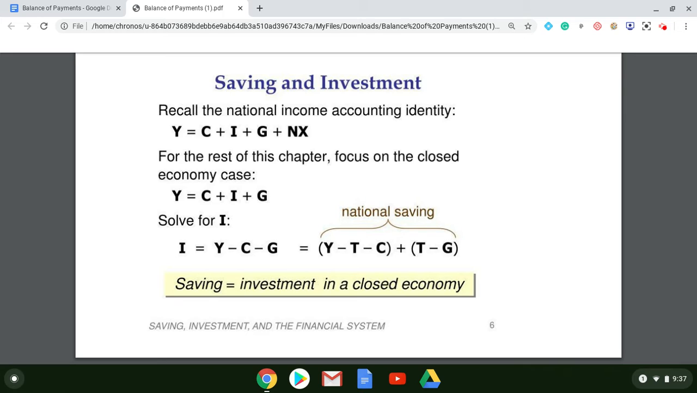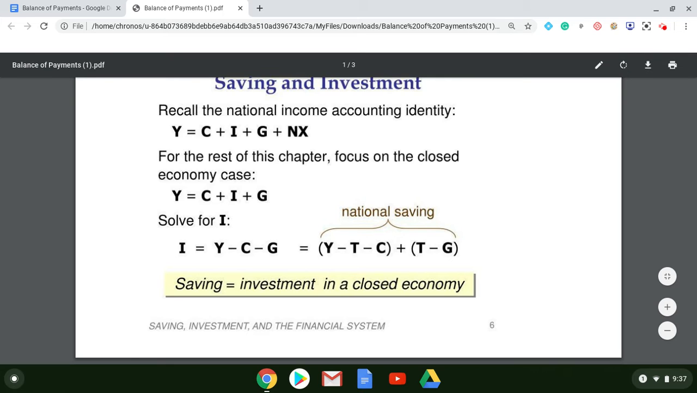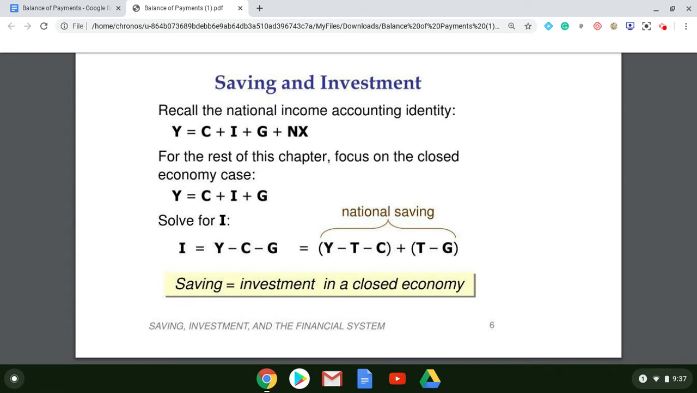And that is whatever people are saving personally. So that's Y minus T minus your consumer spending. What's left over is your personal savings plus what the government is saving: taxes minus government spending. So presumably, if taxes are greater than government spending, the government would add to national savings. If government spending is greater than taxes, then you're taking away from national savings, kind of that crowding out effect that we've talked about before.